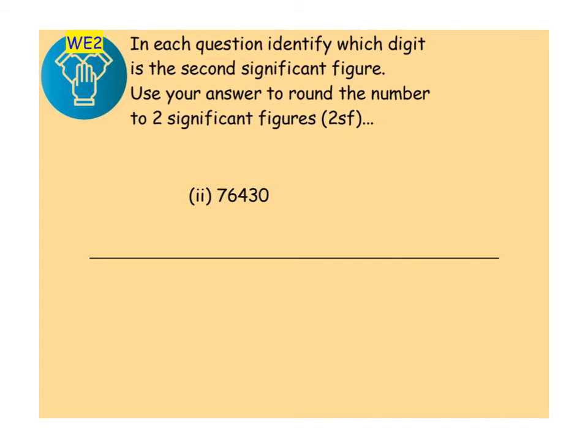Okay, hopefully you've had a go at that question. Here's the first significant figure, the 7. So here, the 6 is the second significant figure. So my number line needs to start with 76,000 and needs to go up in the thousands column, so that's 77,000. Halfway between those is 76,500, and I can see that this number is slightly lower than that, which makes it closer to 76,000.